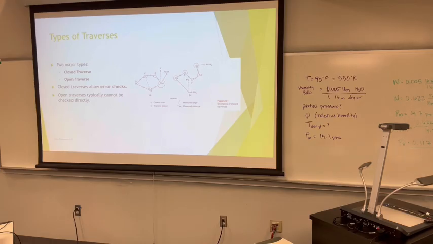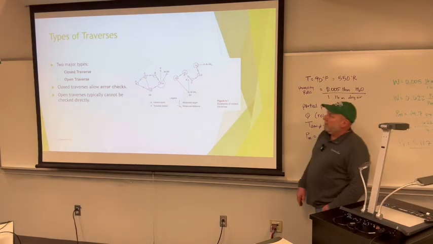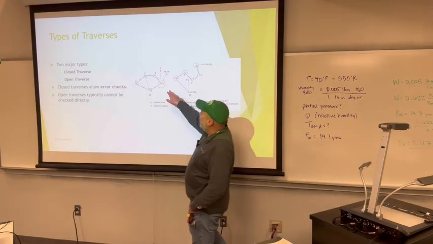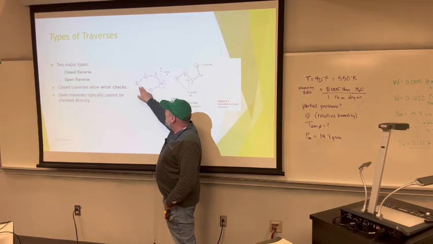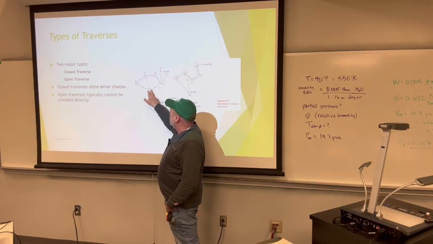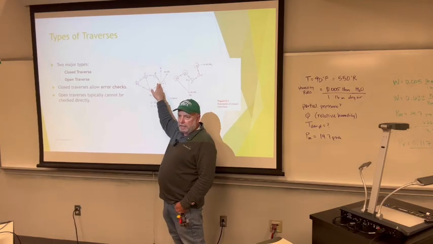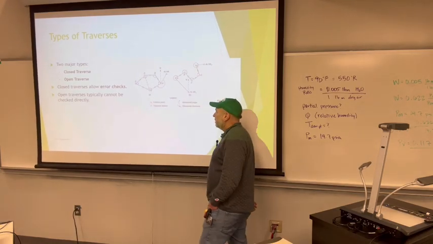I don't know how well that is seen. So you got two major types, closed loop traverse and an open traverse. On the left here, we have a closed loop traverse. So we start at some point, measure around, angles to the right, all interior angles, and we tie back in, come back into our beginning point again.